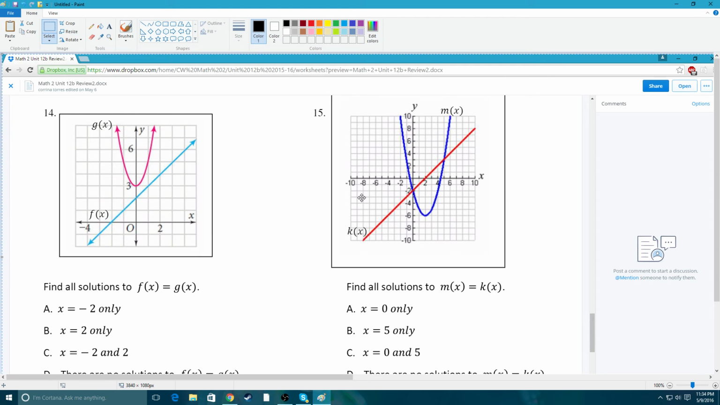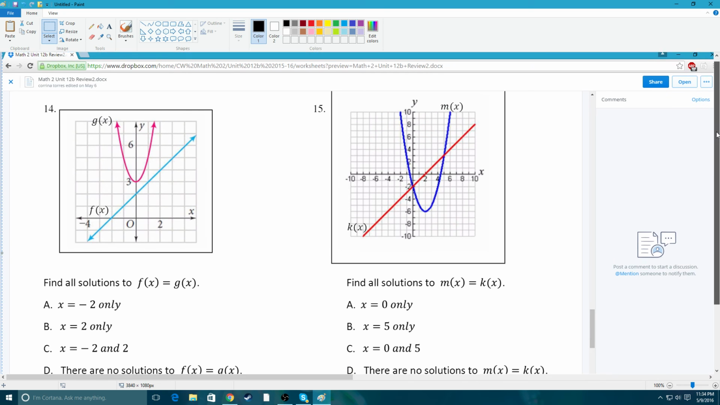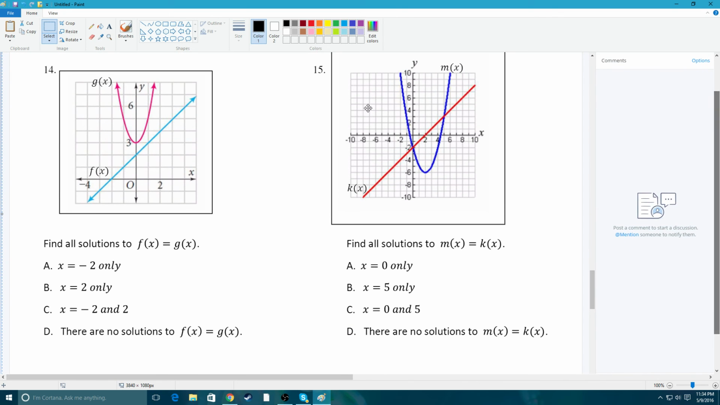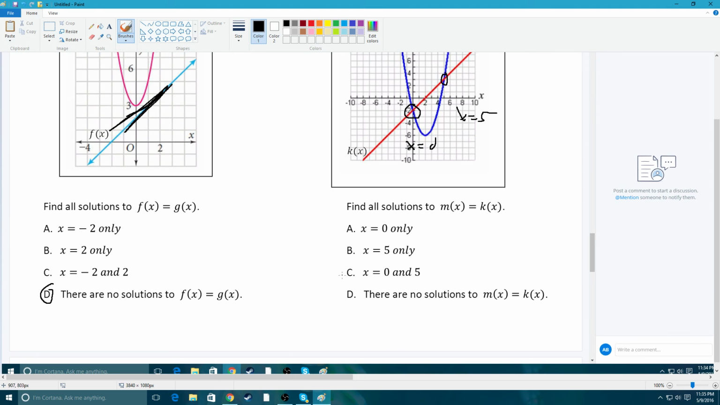All right. So 14. Find all solutions to this. So for this one, since the lines don't cross each other at all, that means that there are no solutions. Since the graph crosses in 2 places, here and here at x equals 0 and x equals 5, your answer is going to be C.